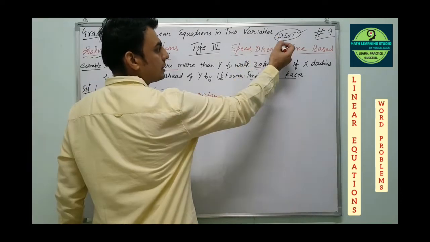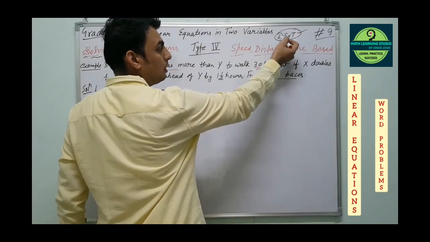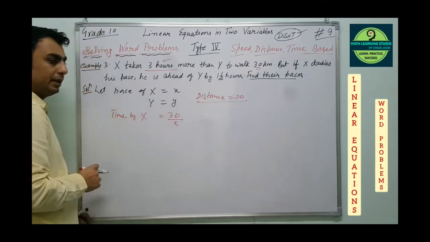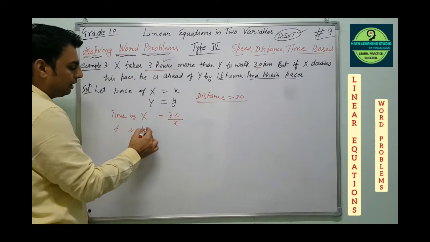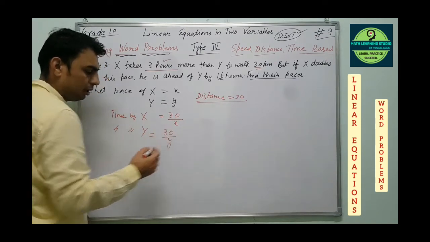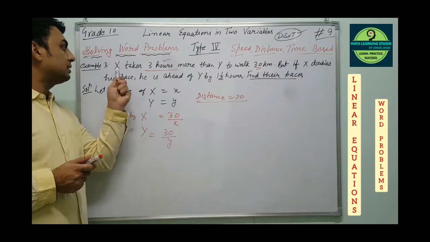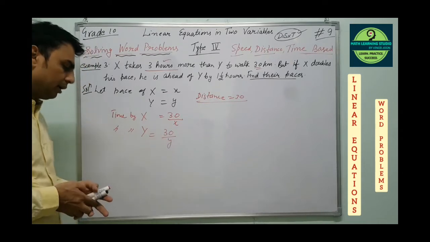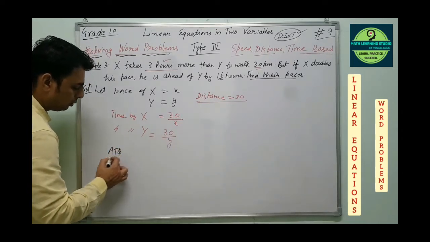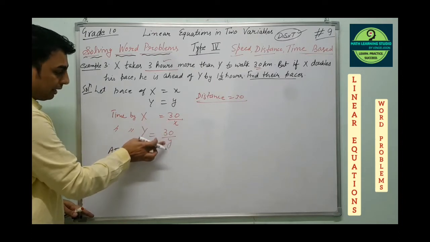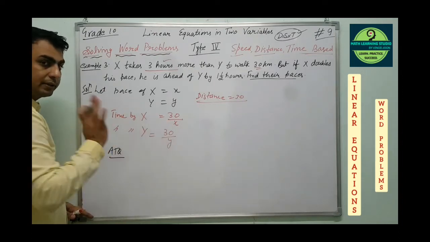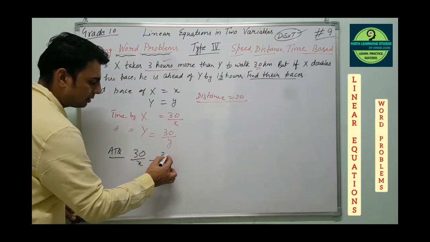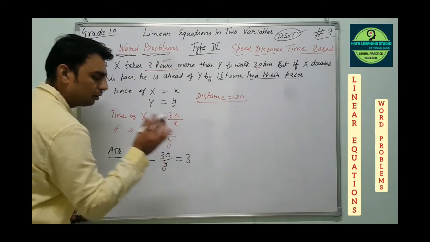Okay? So first we will find the time by x. And again, distance is equal to speed into time. So time will be equal to distance by speed. So distance is 30, speed is x, 30 by x, time by x. And if we find time by y, it will be of course 30 by y. And the question says x takes 3 hours more. So this time is 3 more than this time. So according to the question, when we subtract time of y from time of x, we should get 3. So we can write 30 divided by x minus 30 by y equals 3.